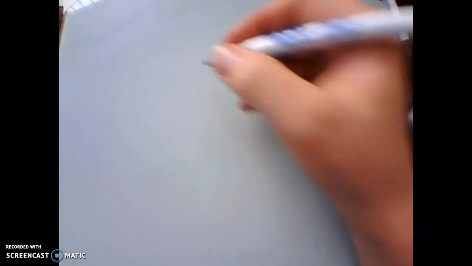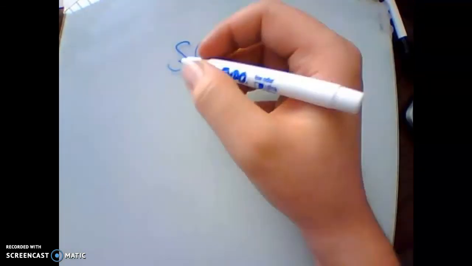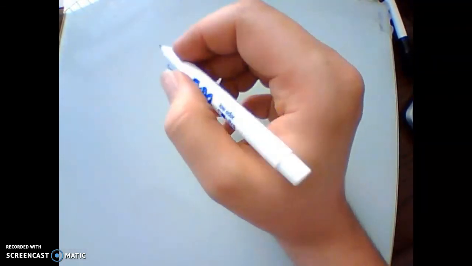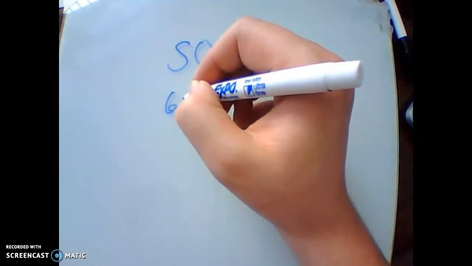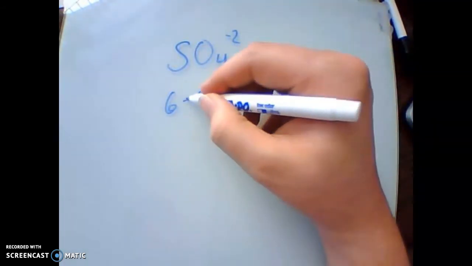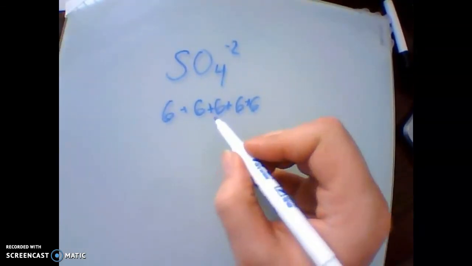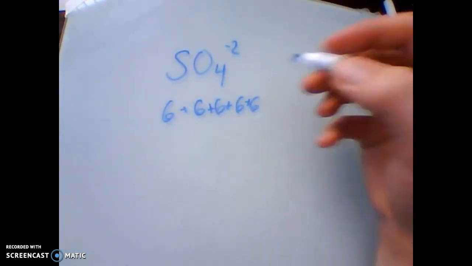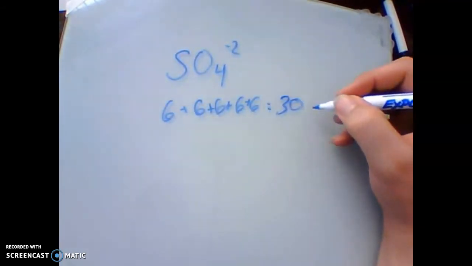Now let's do a polyatomic instead. Those are a little bit more crazy. So we'll use sulfate. Why sulfate? Because it's the one that popped in my head first. So same as before. Sulfur has 6 valence electrons. Oxygen has 6. There's 4 of them. 6, 12, 18, 24, 30. So we have 30 valence electrons right now.